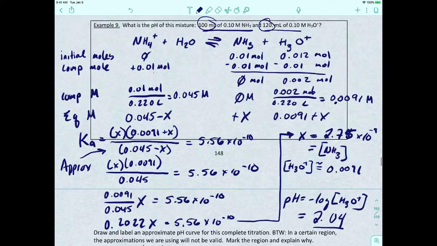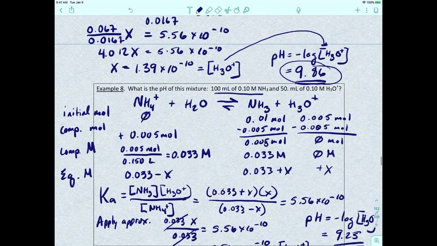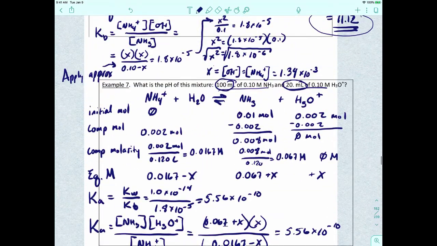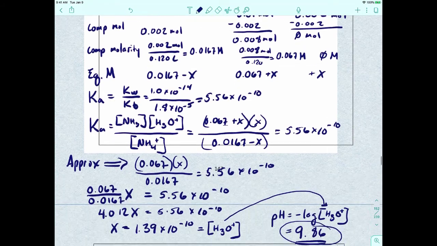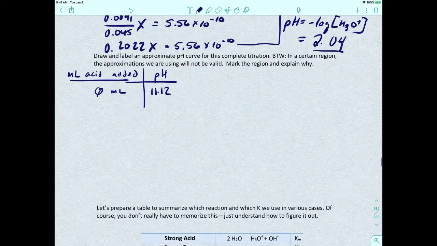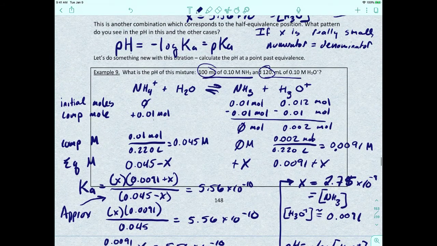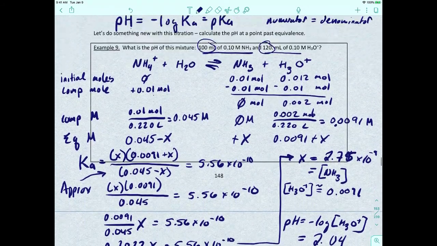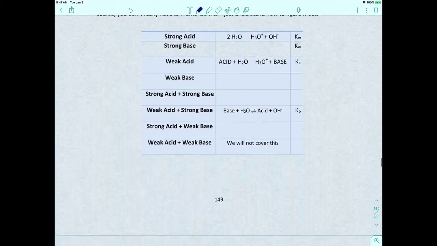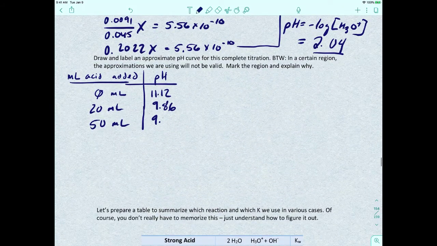When we added 20 milliliters of acid, that pH was 9.86. When we added 50 milliliters, that pH was 9.25. And then when we added 120 milliliters, so we overshot, that pH was 2.04.